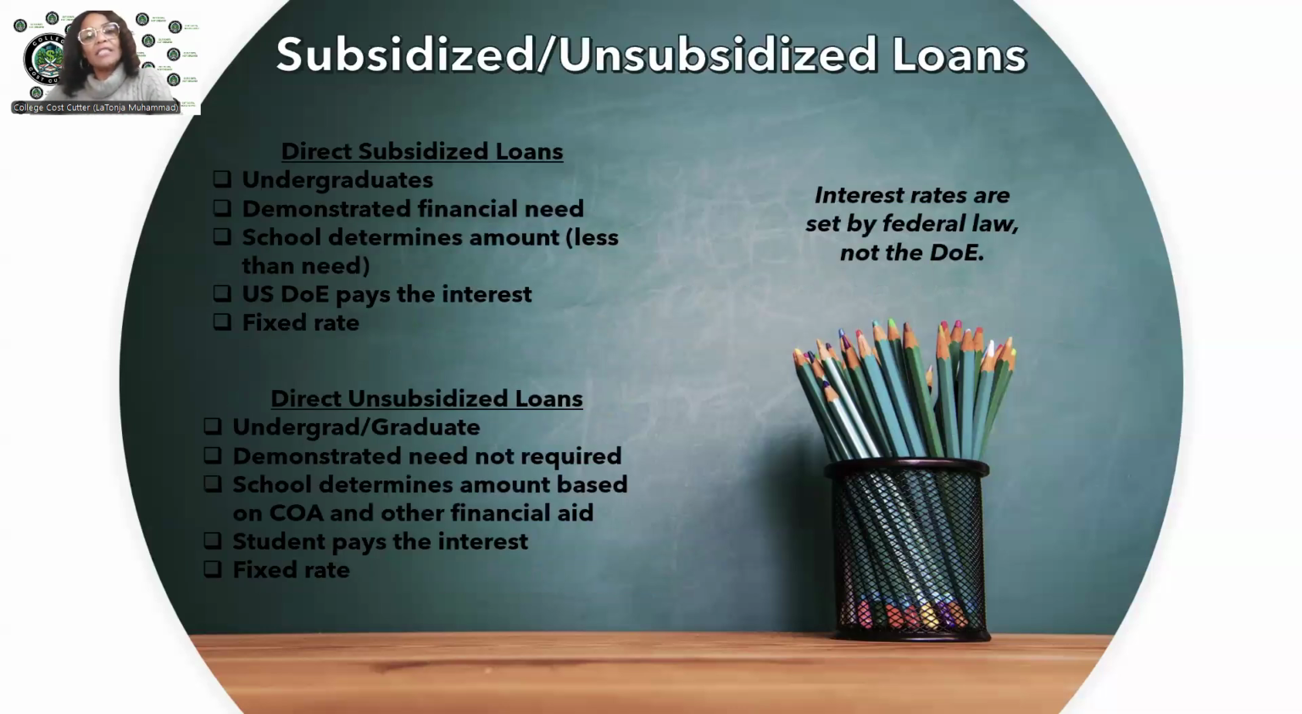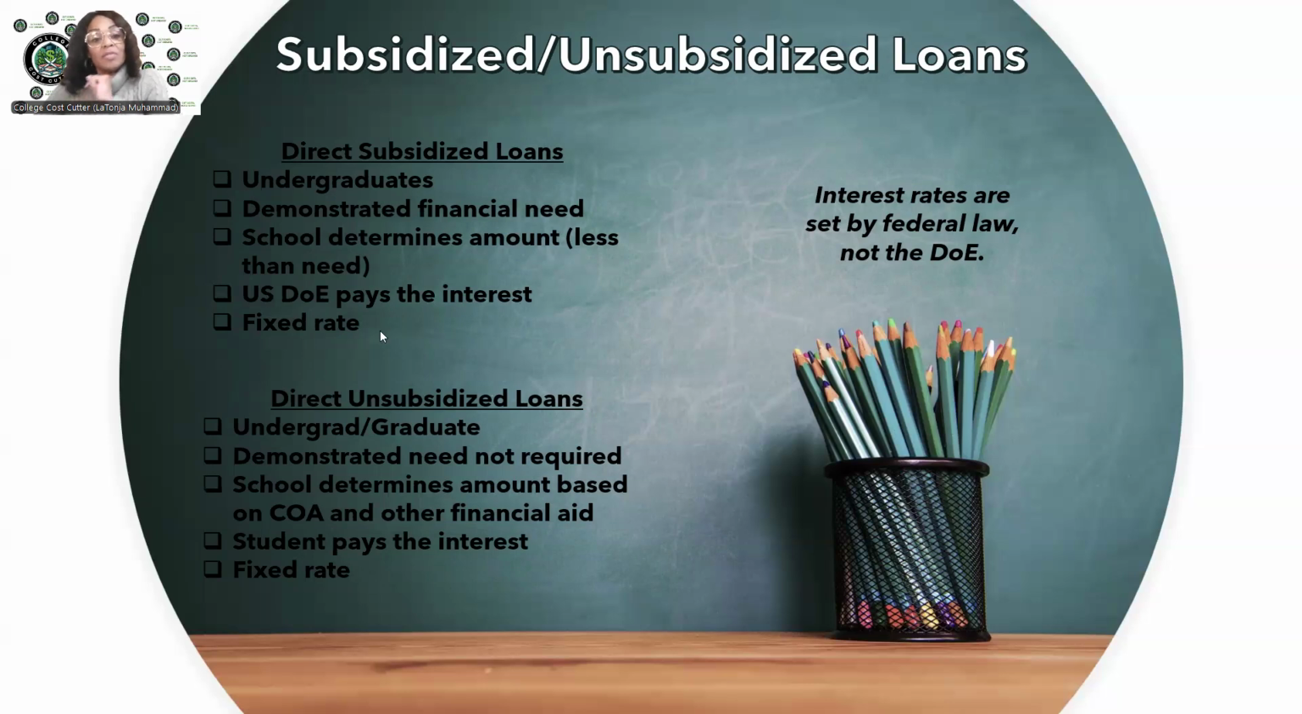So there are subsidized loans and there are unsubsidized loans. The direct subsidized loans are available to students, and they're for undergraduates who demonstrate financial need. The school determines the amount of the subsidized loan that the students can get, and it will always be less than their demonstrated need. The U.S. Department of Education pays the interest, and it's offered at a fixed rate.